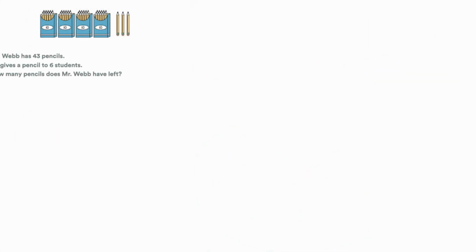Let's represent this problem with a number line strategy. It's been a while since we've used that, huh? Did you forget about them? All right, so let's make sense of this problem. What we know is Mr. Webb has 43 pencils, so that's the total. And he gives a pencil to 6 students. So if he gives a pencil to 6 students, we can separate 6. And then we need to know what the other part is. That's what we need to find out: how many pencils Mr. Webb has left.